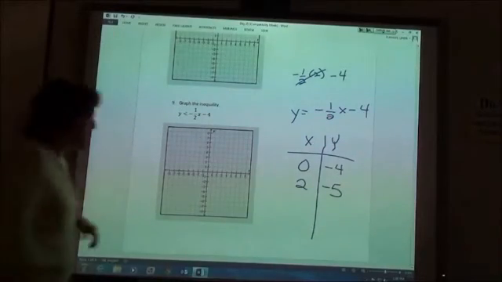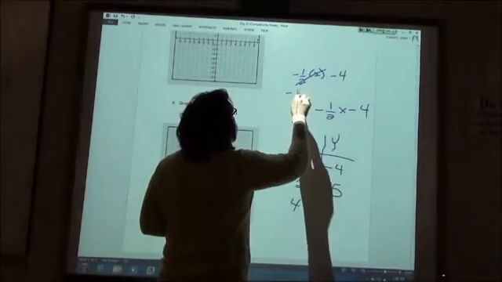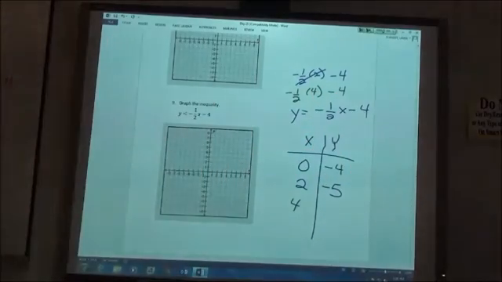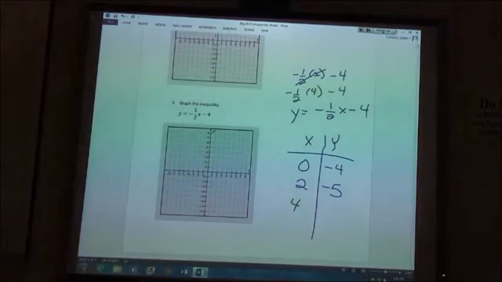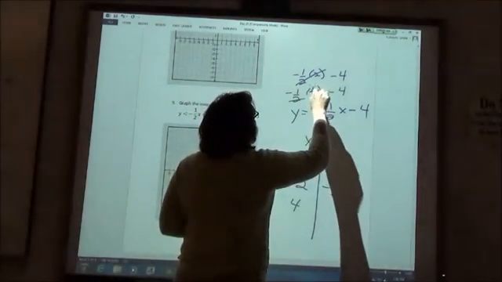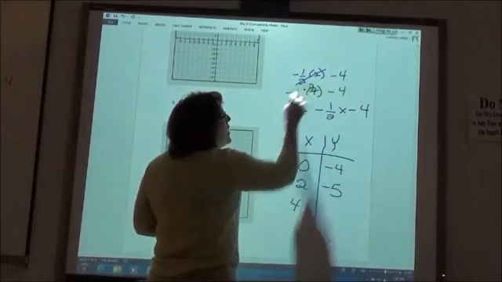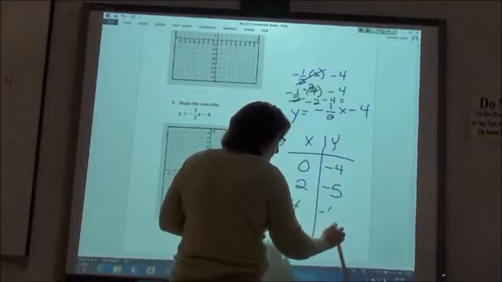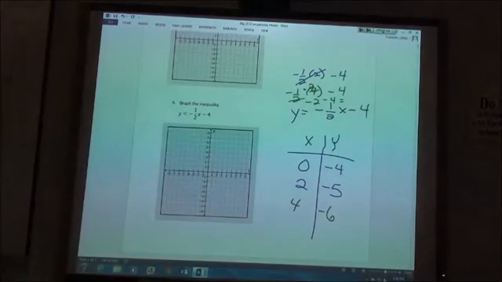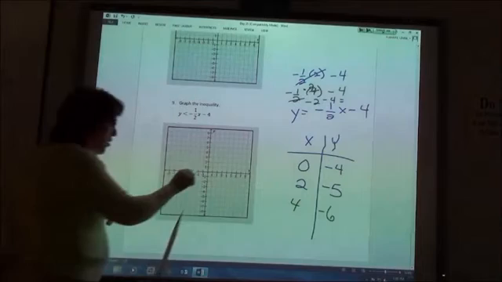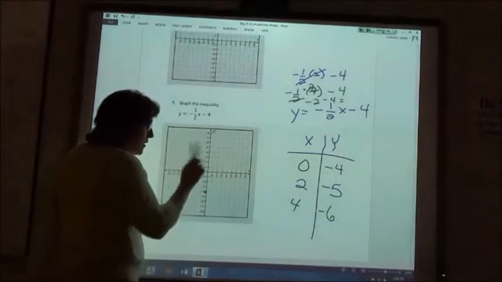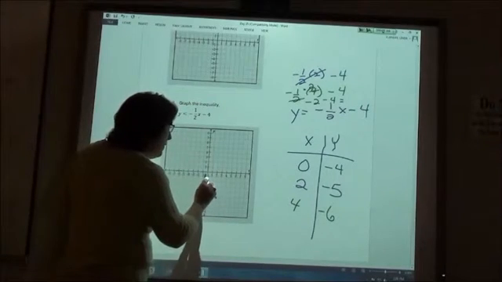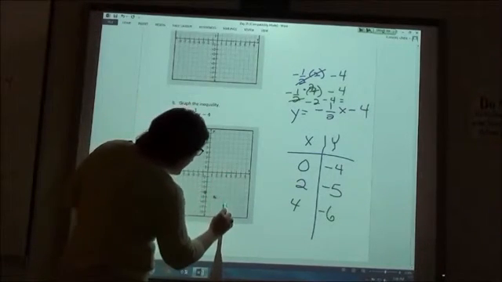What's another good number to put in for x? 4. 4 would be probably a good number. So -1/2 times 4 minus 4. What's going to happen there? Can cancel. 2 goes into 4 2 times. -1 times 2 is -2, and -2 minus 4 is -6. So 0, -4, which is our y-intercept, 2, -5, and 4, -6.